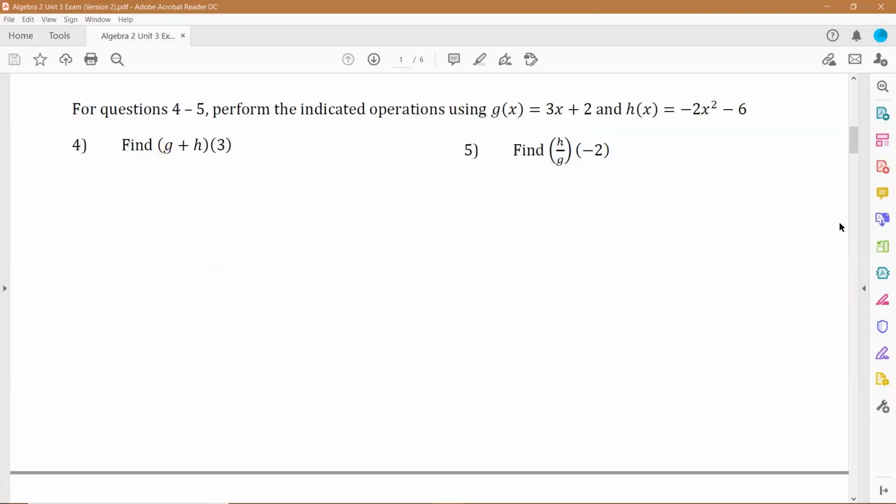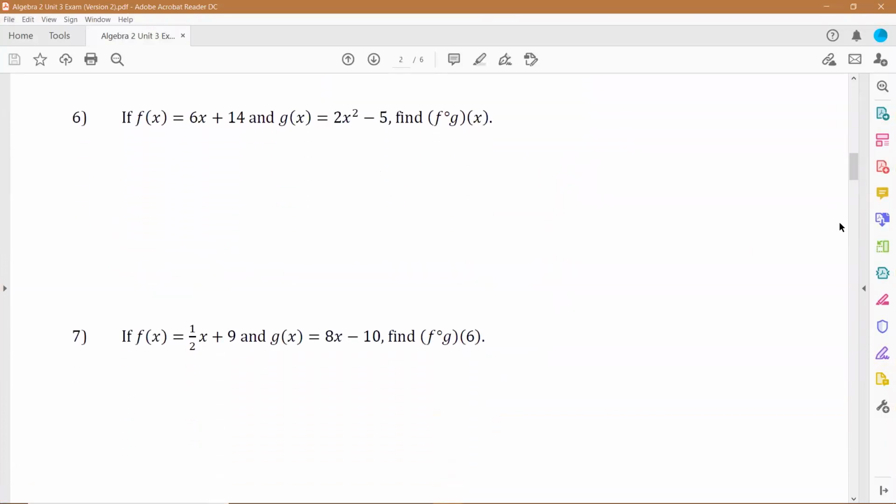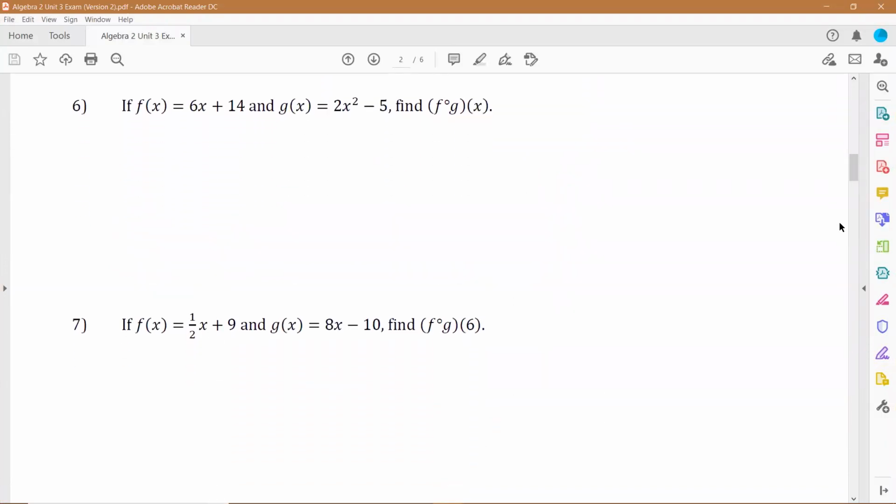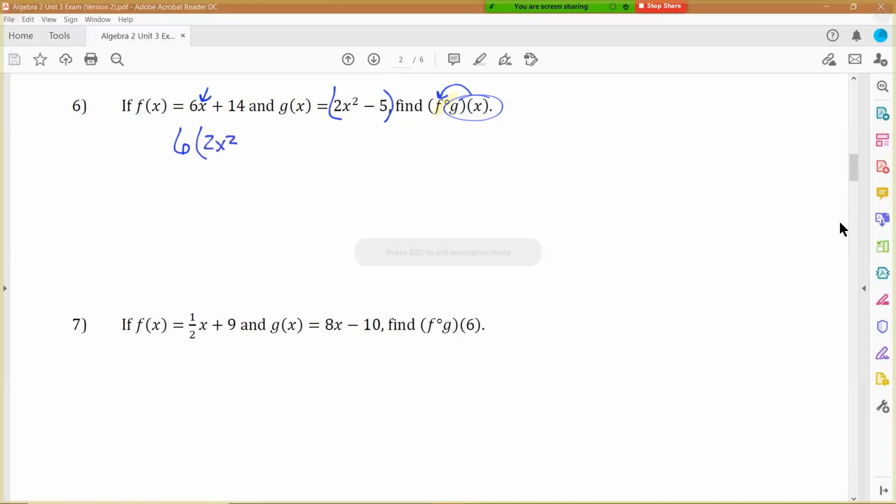All right. Moving to question number 6. We're given f of x and g of x. Notice the symbol on this problem is an open circle. Anytime you have an open circle, that's fancy substitution, a composition. You're taking this function and you're plugging it into that one. So we're taking this right here and we're plugging it in right there. So we would have 6, and then in parentheses, we're writing that whole g of x, which is 2x squared minus 5. And then the plus 14 comes down.